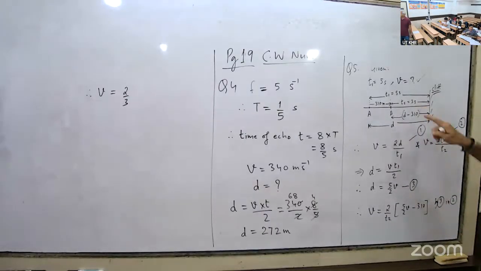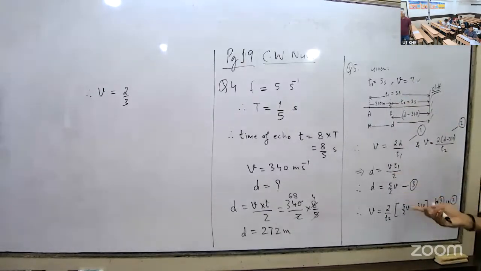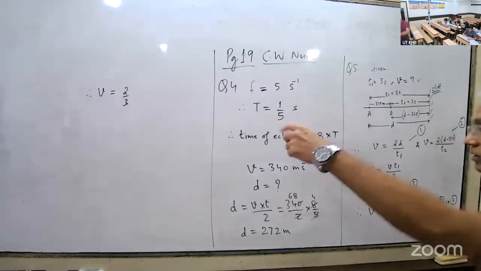Okay. And T1 and T2 we have. So here T1 was 5. So V into 5. So this is simplification. Now we'll substitute T2, which is 3 seconds. That's what I've done here.